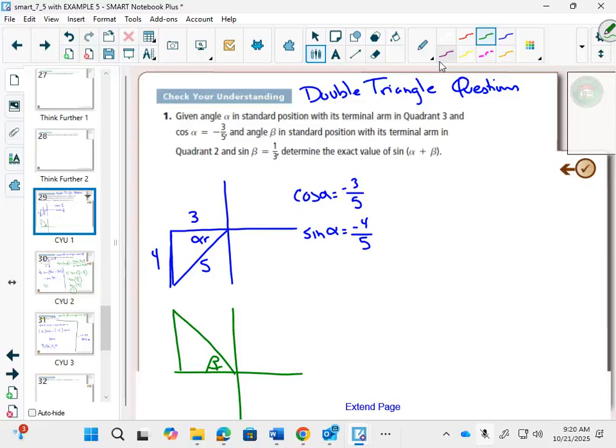Now we know sine is opposite over hypotenuse, so I can label this as 1 and 3. A squared plus b squared equals c squared. That side will be square root of 8. So I knew that sine of beta was 1/3. Now I know that cos of beta, negative because it's in quadrant 2, would be -√8/3.